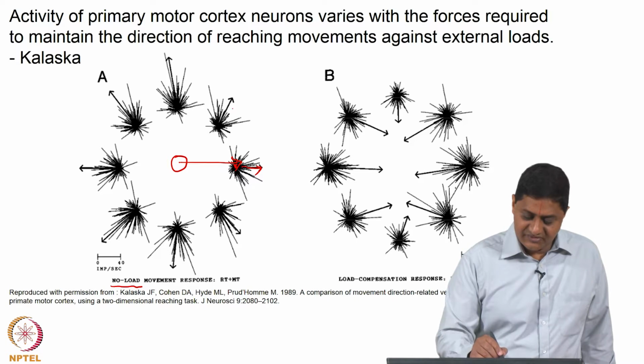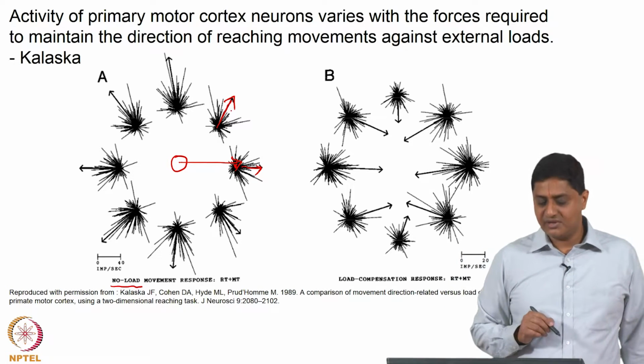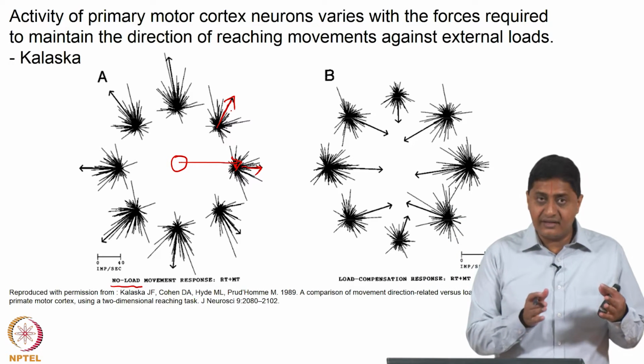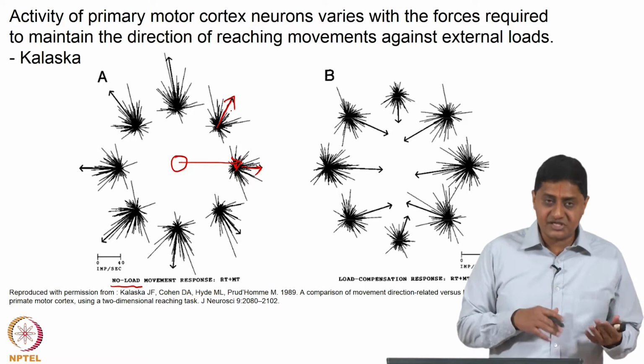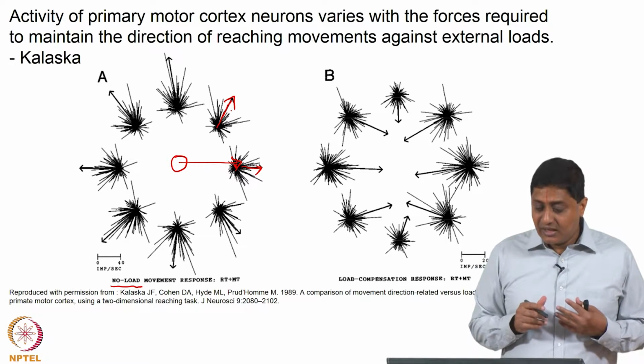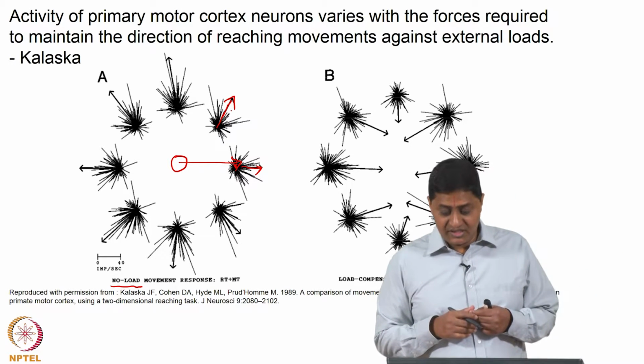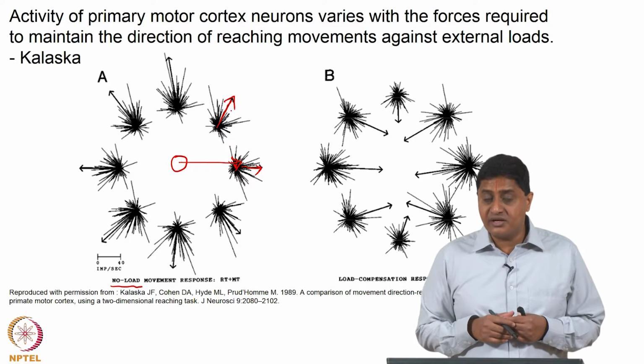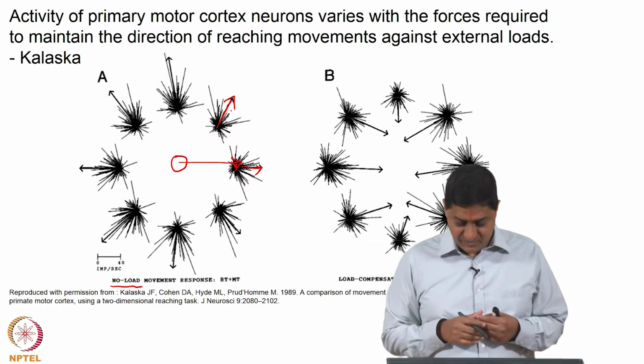Likewise, this was the target and the activity of these neurons predicts that direction, for example, and so on and so forth. Look, this is approximately a replication of the Georgopoulos experiment. But what is new in this experiment is what happens when the monkey is required to move against a load.